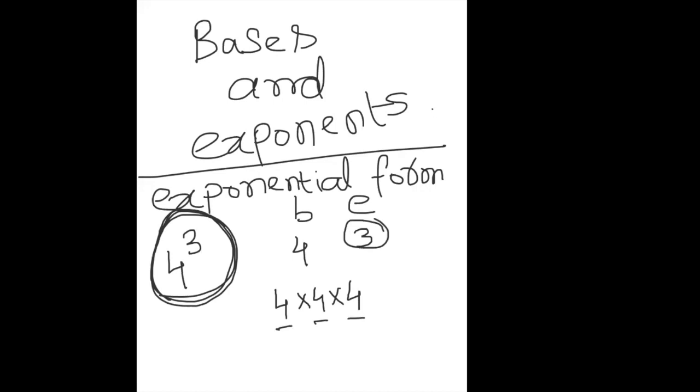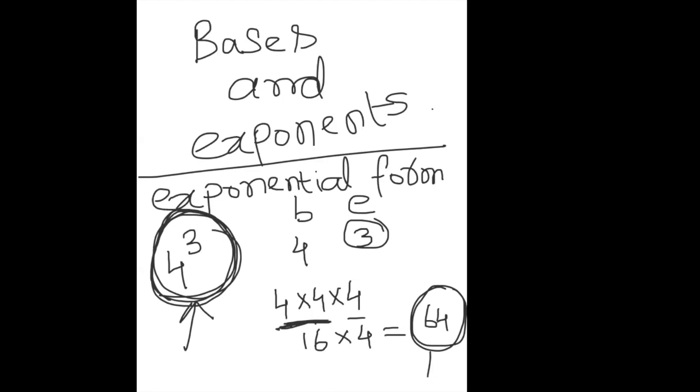Okay, now how can I find the value of this number? We have to multiply the 4s. Okay, first I will multiply 4 and 4. What is the value? 16. Okay, 16. Now what should I do? Again, we have to multiply 16 with the 4. So what will the final answer become? 64. The final answer is 64. So this is the exponential form. This is the final value.